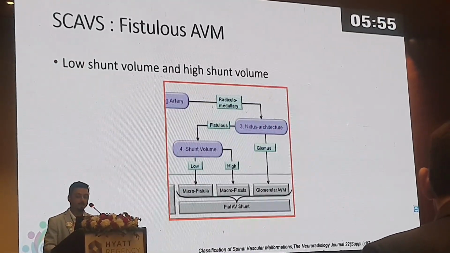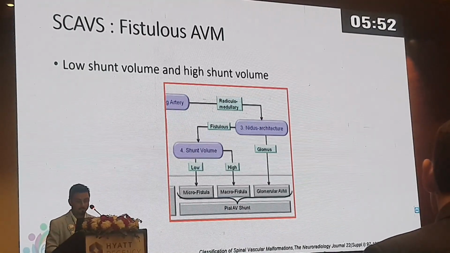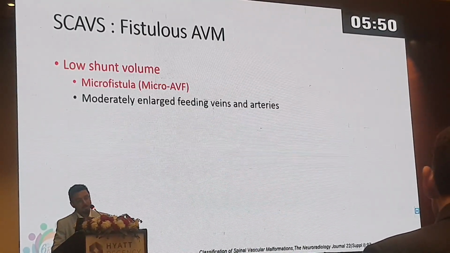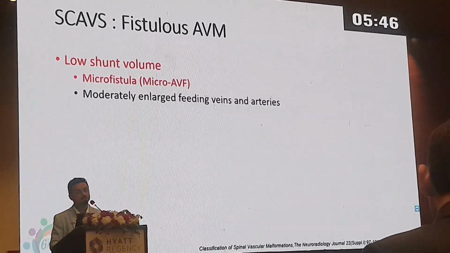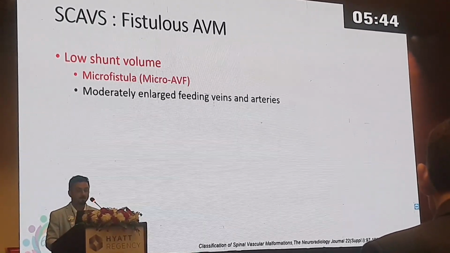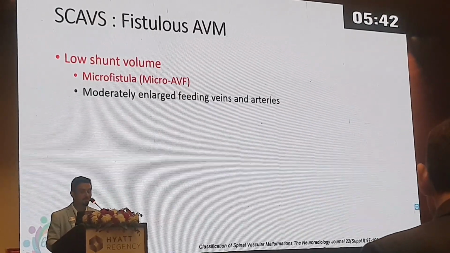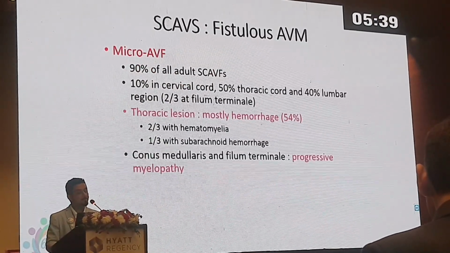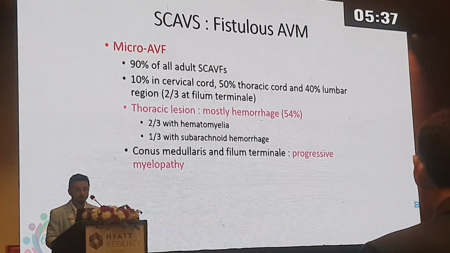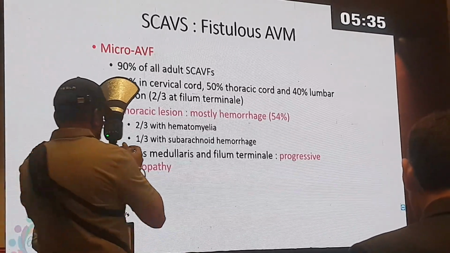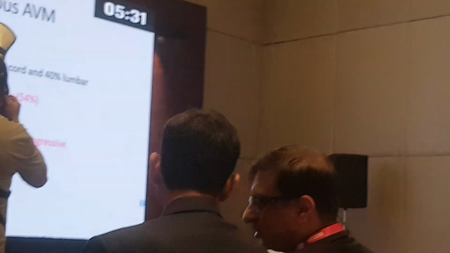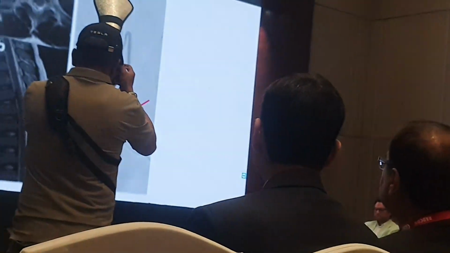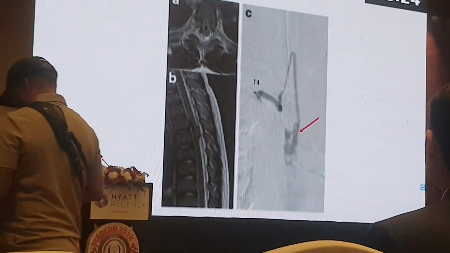So, like I said, we have either low flow or high flow shunts or fistulas. Low flow shunts are microfistulas, moderate in size, supplied by arteries. They are 90% of all fistulas, commonly found in the thoracic and lumbar regions. The conus medullaris and filum terminale may present with progressive myelopathy. This is a typical low flow type of fistula.